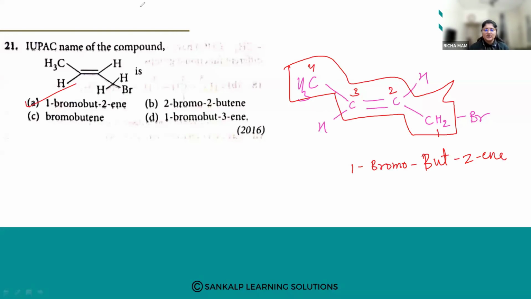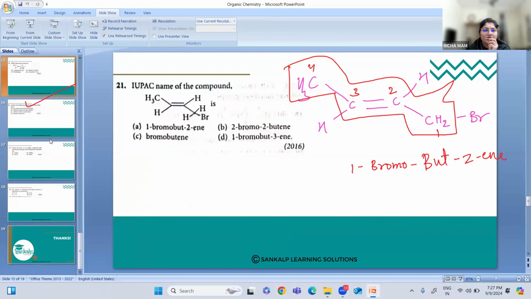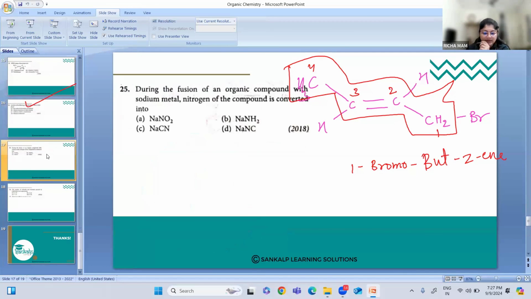Understood? Yes. So these were some of the questions for today. The remaining questions we'll be discussing in the next class. Any doubts up to here? A few more questions are there, so we will discuss that in the next class.